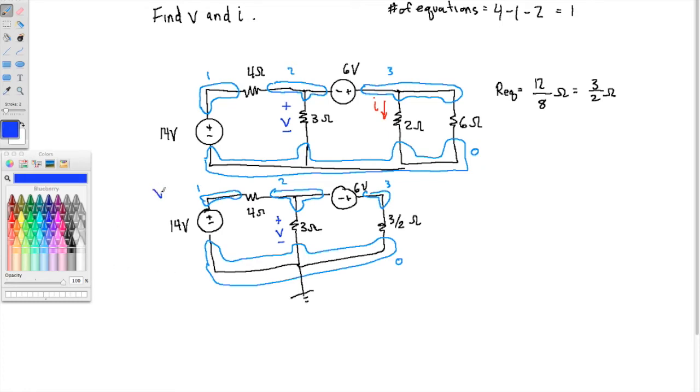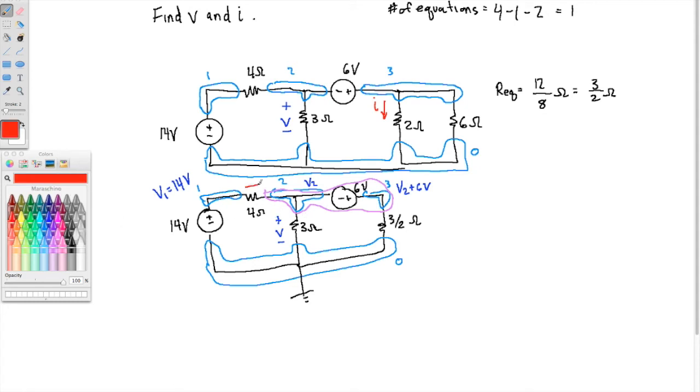Then node 1 has a voltage of 14 volts. We don't know the voltage at 2, and we don't know the voltage at 3, but we know their relationship. The voltage at 3 is 6 volts higher than the voltage at 2. So we'll call V2 the unknown, and then over here is V2 plus 6. And then here is my supernode. Supernode: a voltage source separating two non-ground nodes.